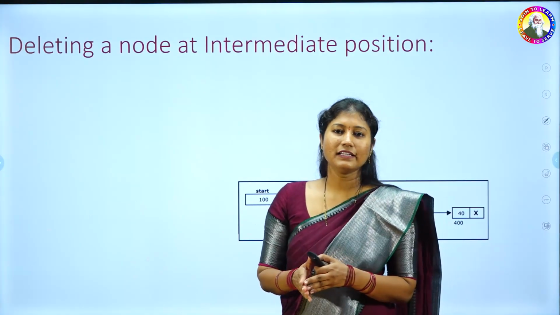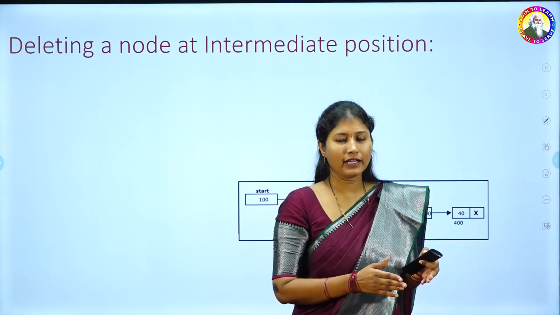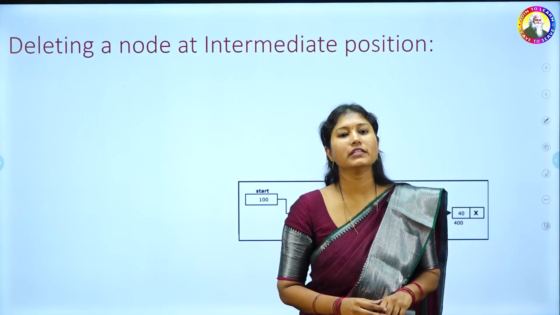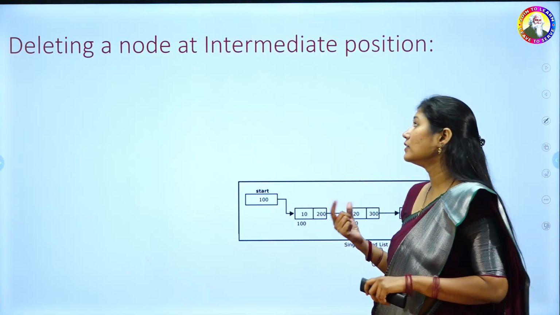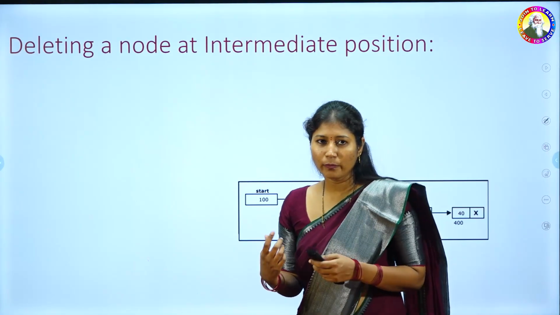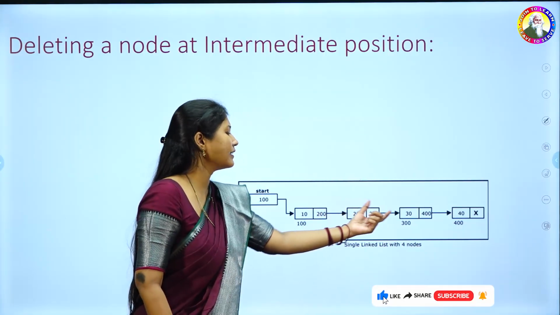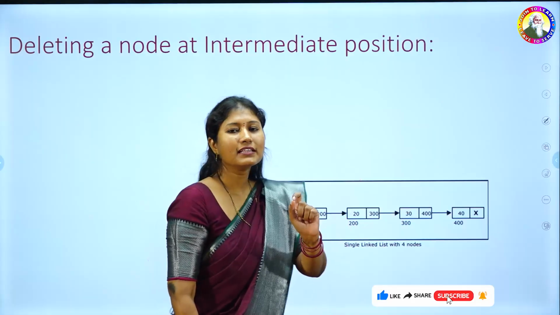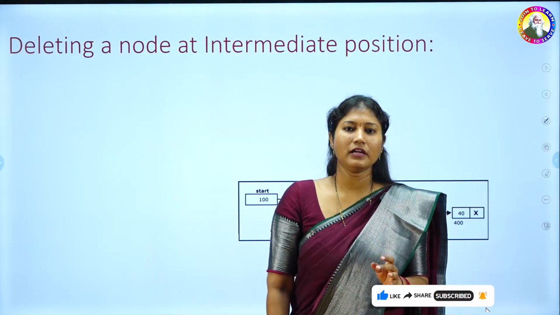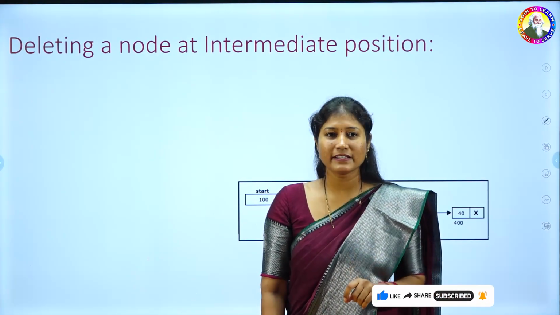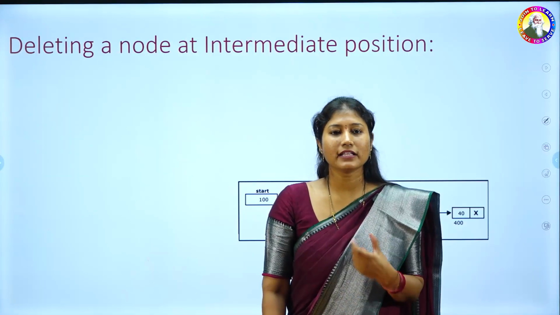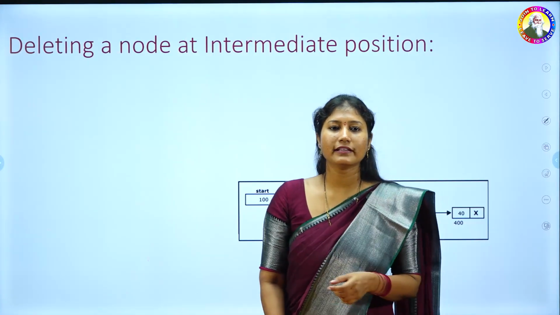Till now, we have seen deleting a node at the beginning and at the end. Now we are going to see deleting a node at an intermediate position. What do we mean by an intermediate position? If I want to delete an element at the second position or the third position, this is a specified position. If you want to delete at this specified position, we need to say that position and indicate the value here.